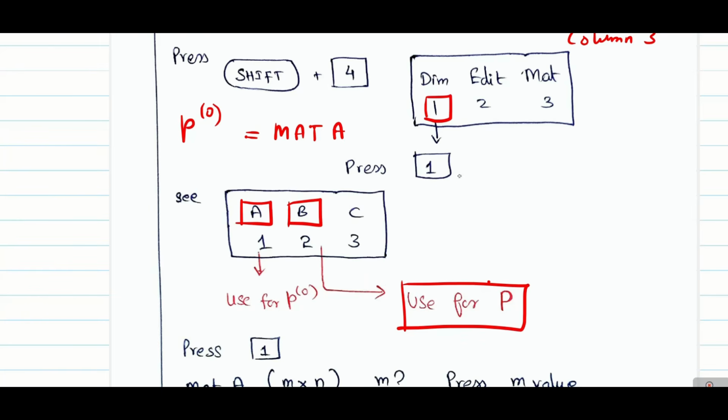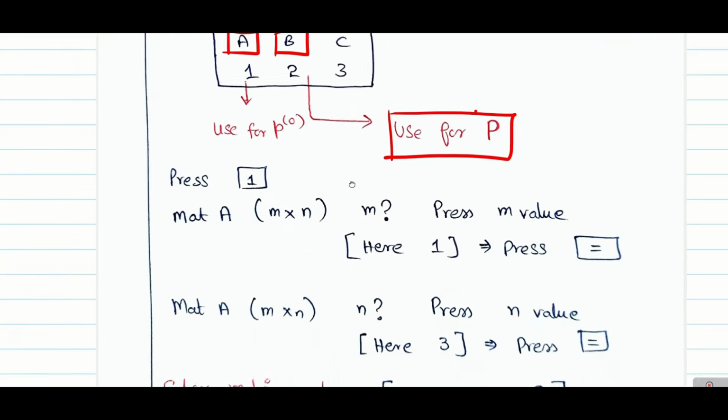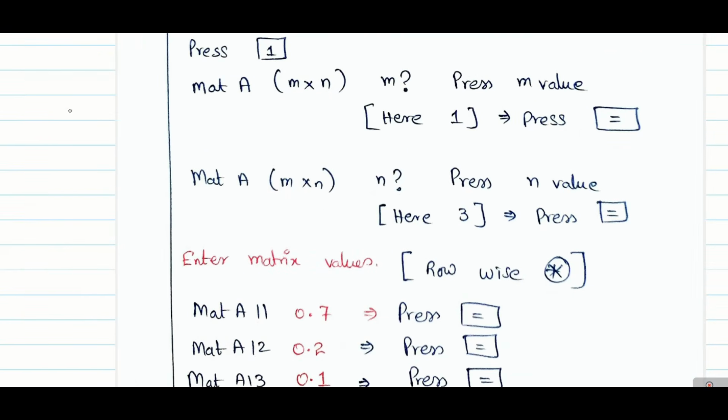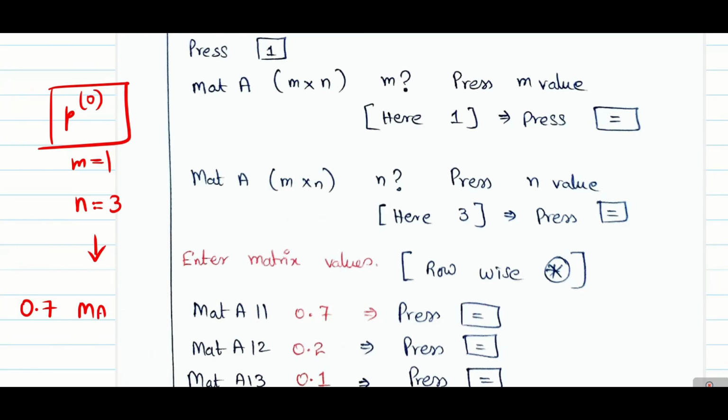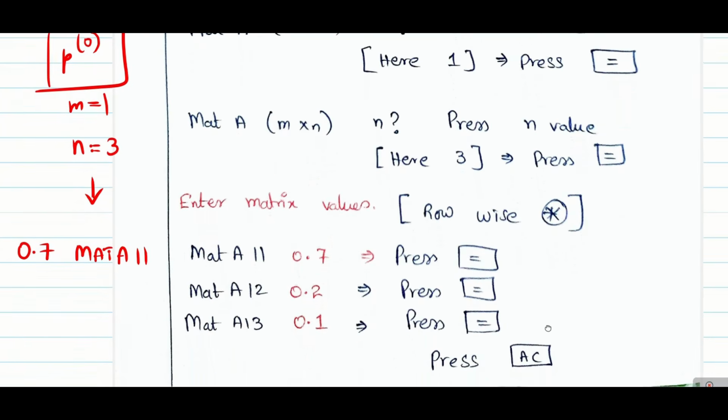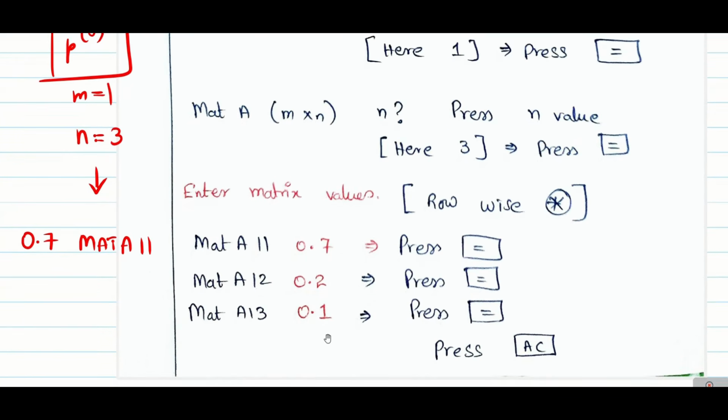So now if you press 1, it will ask for the dimensions. For the P0, as I just said, the dimension M is going to be 1 since it has 1 row. N is going to be 3 in our problem, 3 or 2, whatever you are going to use. Now press 1 for M and then it will ask for N. Then press 3 and then press equal to. Now after this, it will ask the value of this P0. The first value is going to be 0.7. In the calculator, it will ask for mat A11. You have to enter this value. Similarly, it will ask for mat A12, mat A13. So you enter all these values.